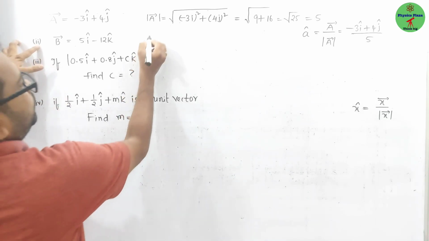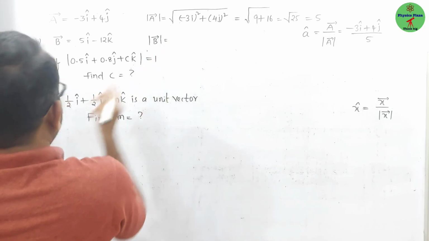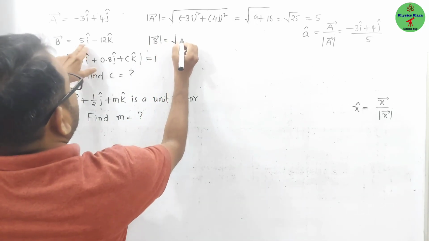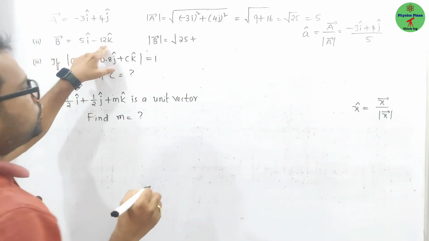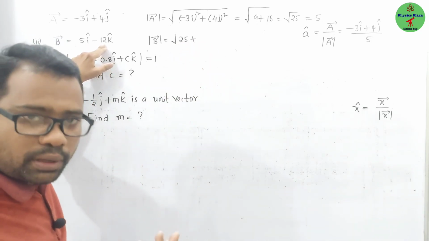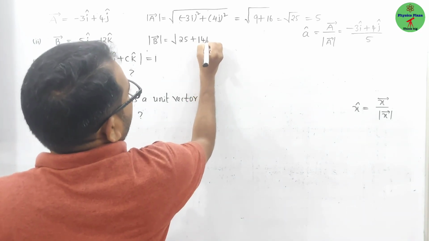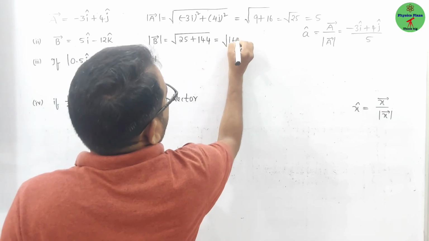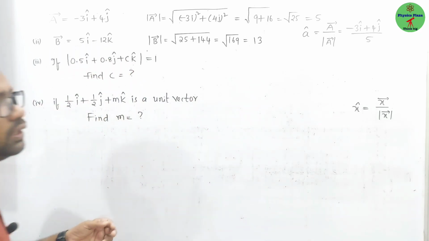Children, can you try the second one? Come on. So first what do we have to do? Yes, we have to calculate the magnitude of the vector b. So directly I will take 5i square, which is 25, plus minus 12 k cap whole square. Minus will become plus only, k square is 1. So 12 square is how much? It is 144. So this will be 169. So this is going to be 13.